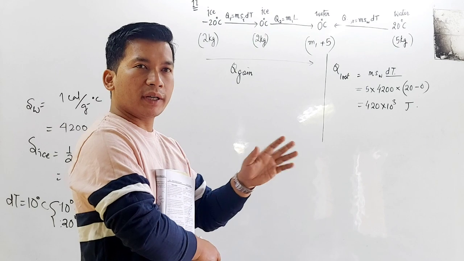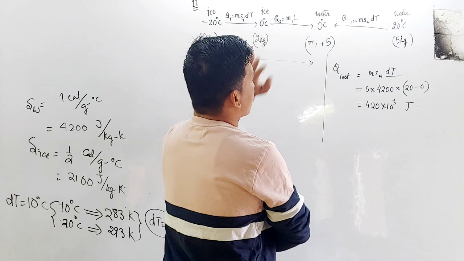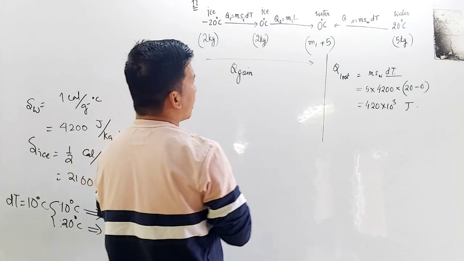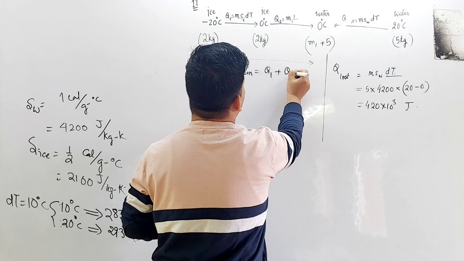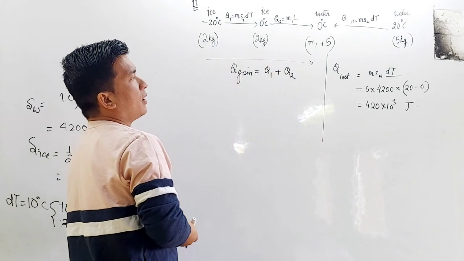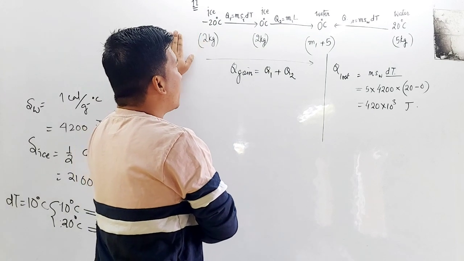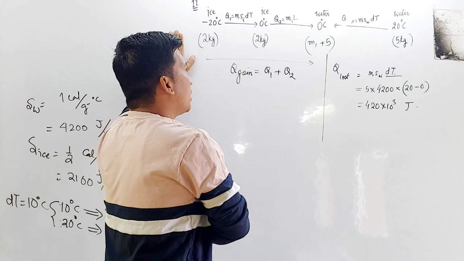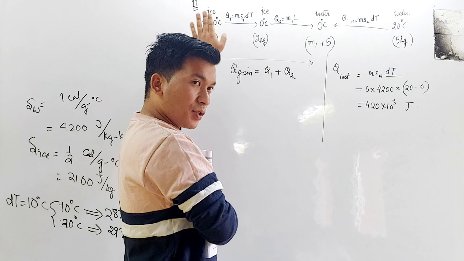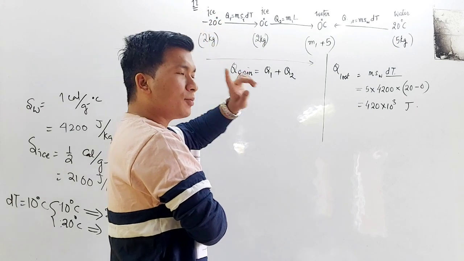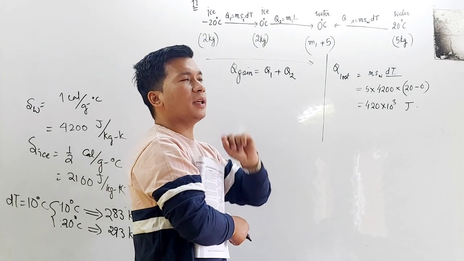Hot water has lost that heat already, and this amount of heat will be utilized for the melting process. For the heat gained we will have Q1 plus Q2. In the melting process, what is the first step? The temperature of the ice must be increased from minus 20 degrees Celsius to 0 degrees Celsius. This is in the solid state. Don't forget that at 0 degree the melting process starts.